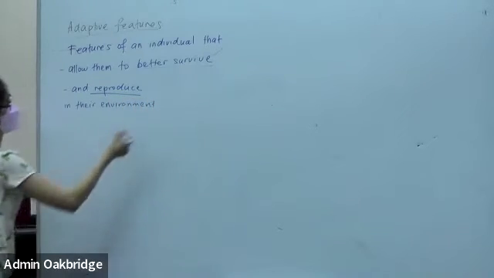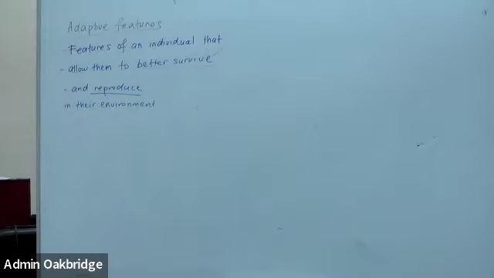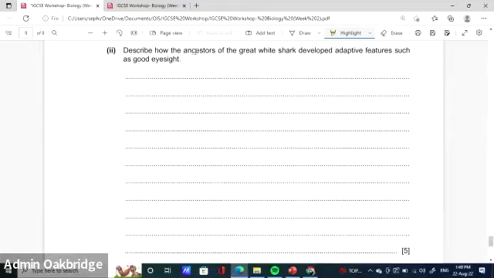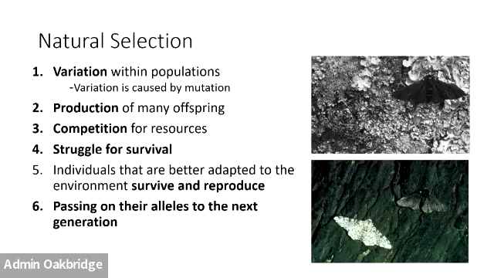The question is asking, how did this shark develop this feature from the ancestors until the one that you see in the picture? How do you answer this? Any ideas? Okay. Talking about ancestors, adaptive features to today's animal, you're talking about natural selection. Do you remember natural selection, guys? Remember we talked about natural selection. You describe this, you have to say these 6 things. 1, 2, 3, 4, 5, 6. Let's go through them again.